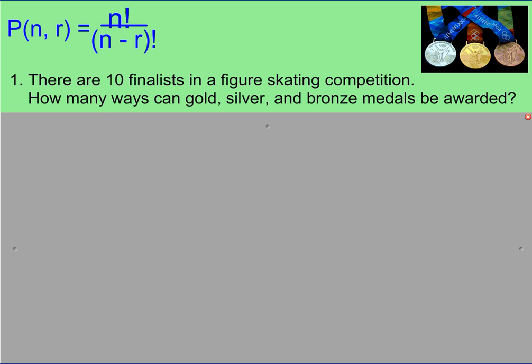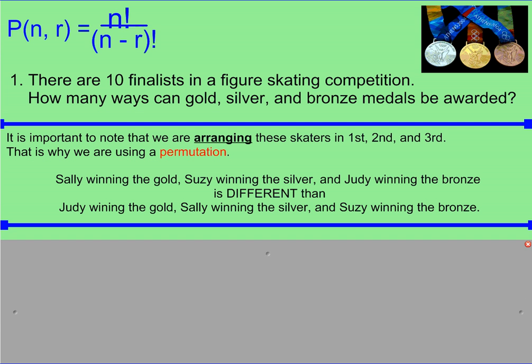So there are 10 finalists in figure skating. How many ways can gold, silver, and bronze medals be awarded? This is arrangement. This is a permutation. It matters if you get first, it matters if you get second, it matters if you get third, because you get different medals, and if you're keeping score, you get different points. So Sally winning the gold, Susie winning the silver, Judy winning the bronze is different than Judy winning the gold, Sally winning the silver, and Susie winning the bronze. So how many different ways can you award these medals? So let's take a look. It's going to be 10 choose 3.